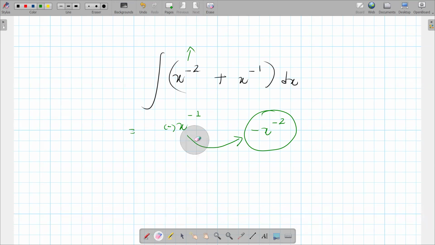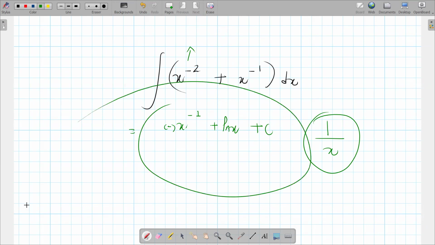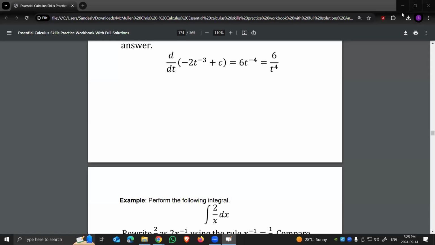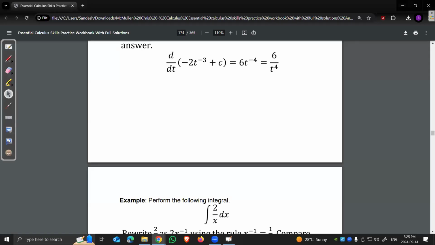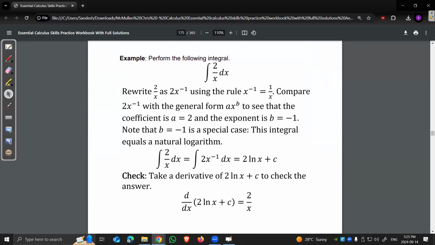Cool? What's the integral of x to the -1? Which is equivalent to 1 over x, ln of x, okay? Plus ln of x plus c, because these are indefinite integrals. And that's the final answer. So this one, when you have x power -1, this is a special case. The integral is ln of x.